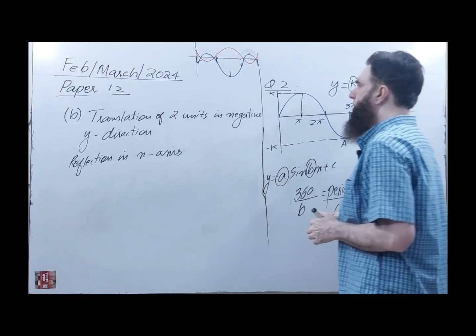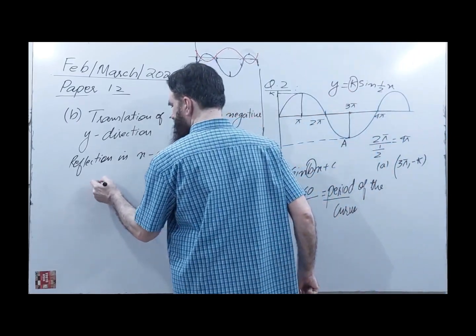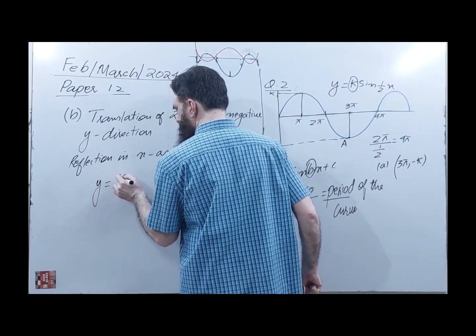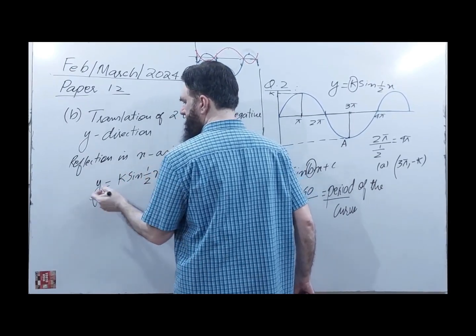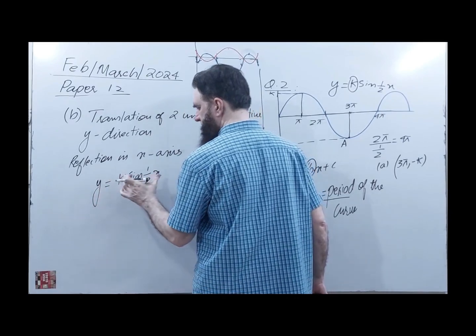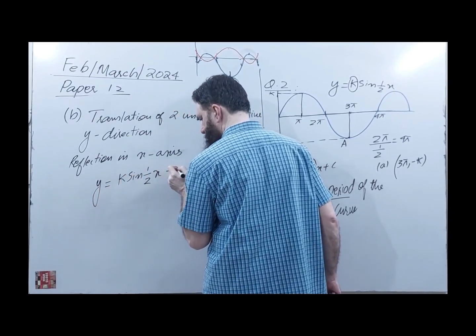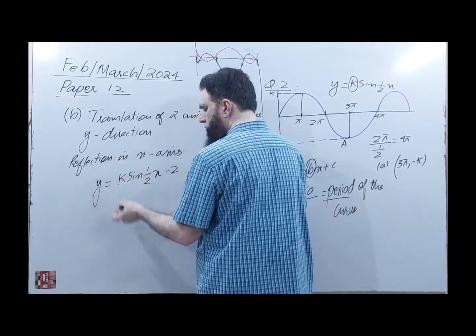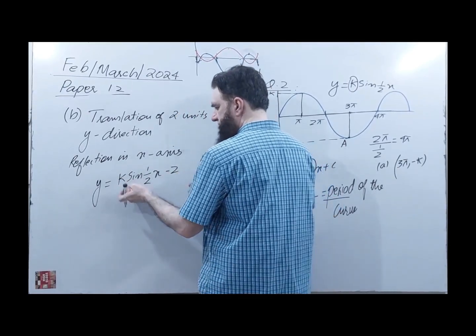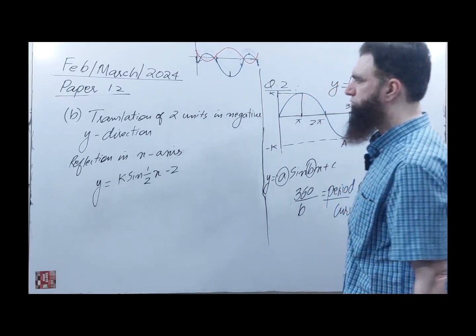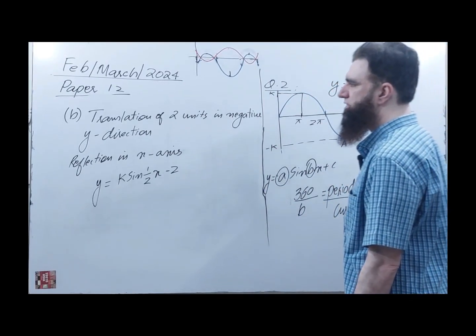So we do it. And when you translate in the negative x direction, what you do is this minus the negative 2 will come here. All the y values will go down by 2. So these are the y values, so it will be minus 2. That's the translation of 2 units in negative x direction.